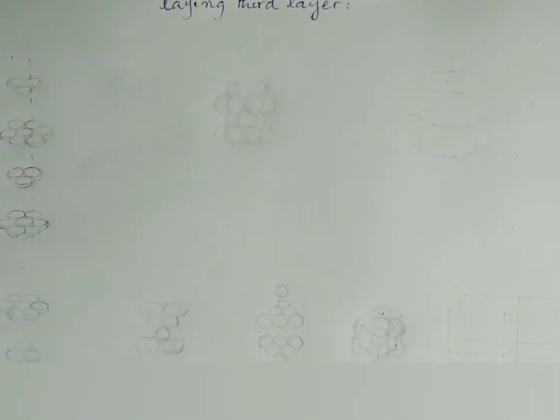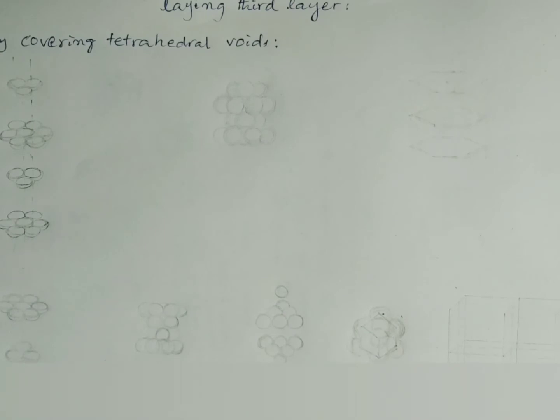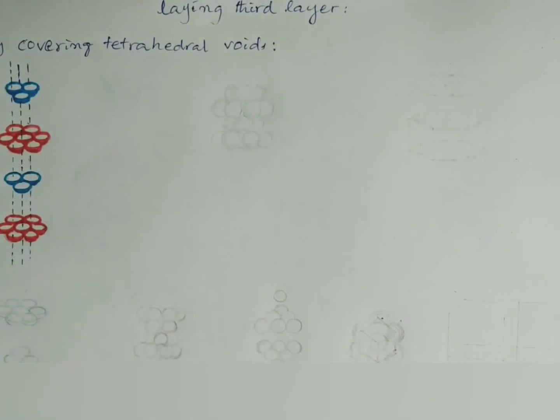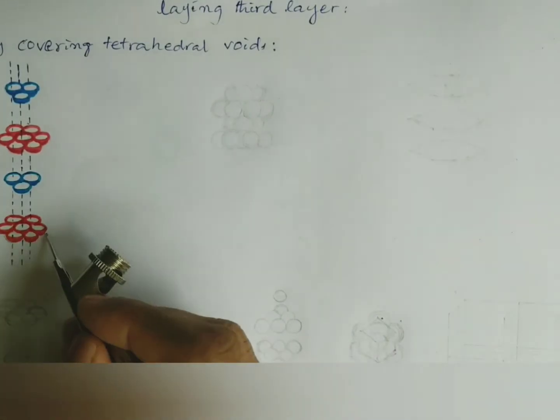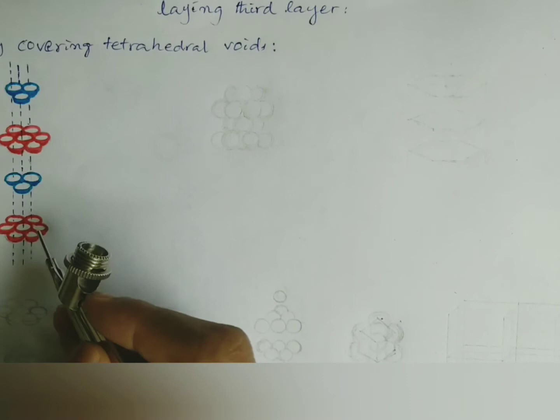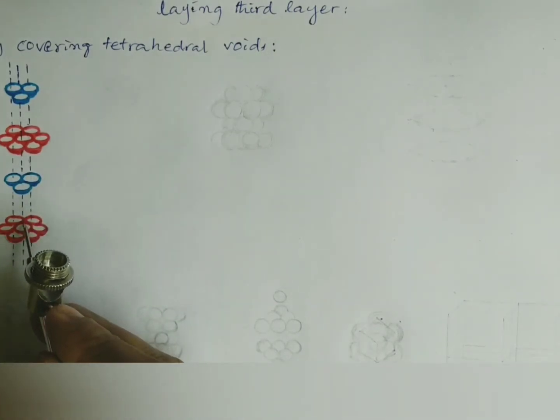Third layer can be laid by covering tetrahedral voids or octahedral voids. So let's see what happens when tetrahedral voids are covered with atoms of third layer. A tetrahedral void is formed by putting an atom in the triangular void created by the first layer of atoms. So here this is the first layer where triangular voids are present.